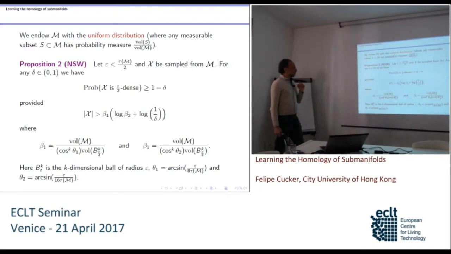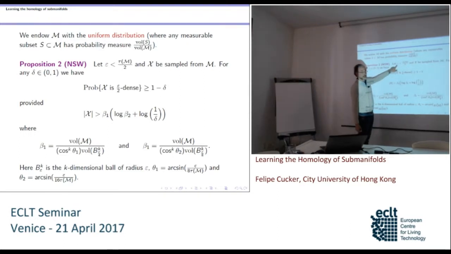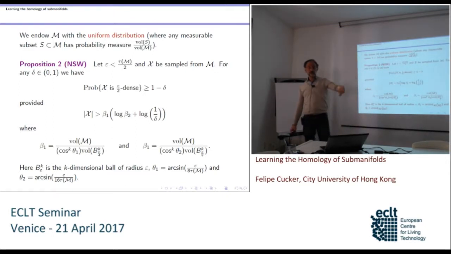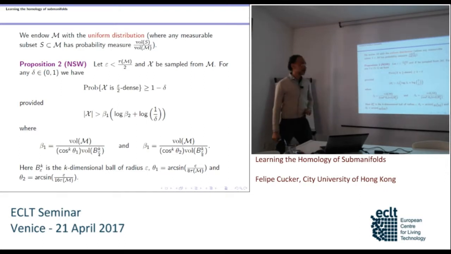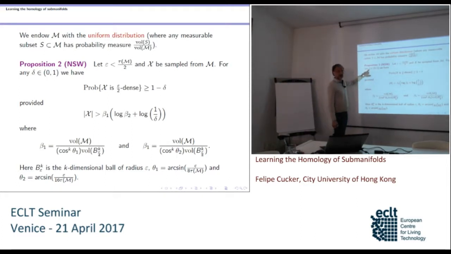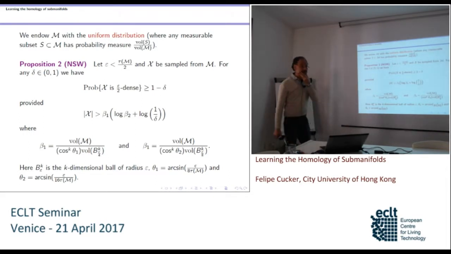Now, consider any epsilon which is smaller than this number. It depends on the quality. This is a measure of the quality of your manifold. Remember, if this is very, very small, it means that your manifold is very close to no longer being a manifold. You squeeze it a little bit, and it has a singularity. So let epsilon be smaller than tau over 2, and let X be a set which I sampled from the manifold using the uniform distribution. Consider any delta between 0 and 1. Delta is my confidence.